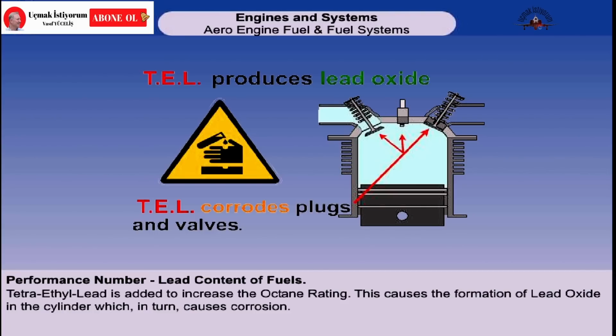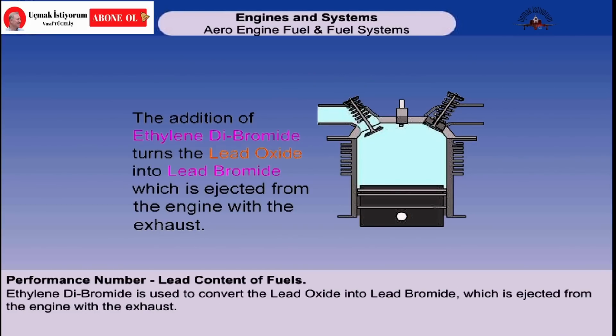Lead oxide is not volatile at these temperatures, and it has a corrosive effect on the exhaust valve, its seat, and the spark plug electrodes. To prevent this corrosion, it's necessary to add ethylene dibromide to the fuel to change the reaction during combustion to allow lead bromide to form. Lead bromide is volatile, and thus it's easily ejected as a halide with the exhaust gases.